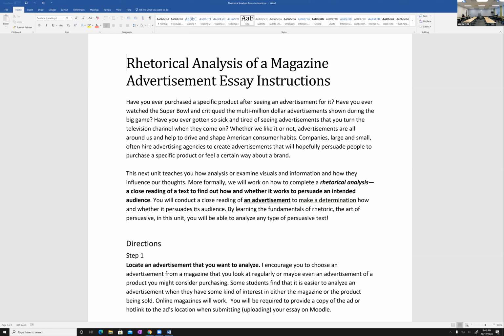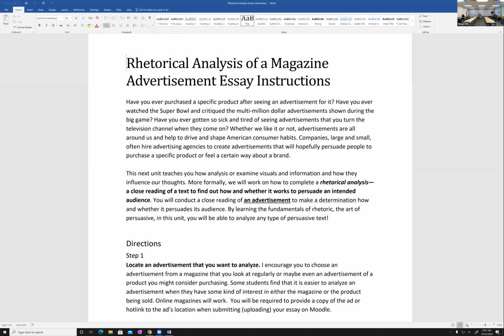So whether we like it or not, advertisements are all around us. We are inundated with ads, and they help drive and shape our consumer habits, our buying habits. And when I say our, I mean the United States, American. So they drive and shape American consumer habits. And consumer, of course, is what you are purchasing and buying.